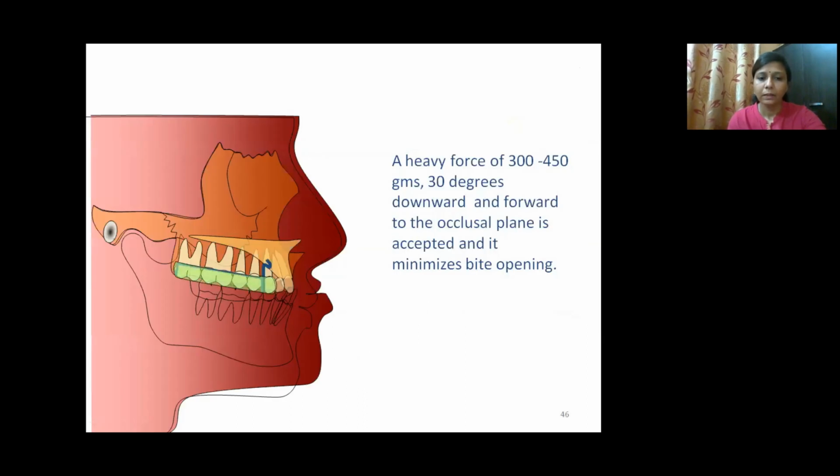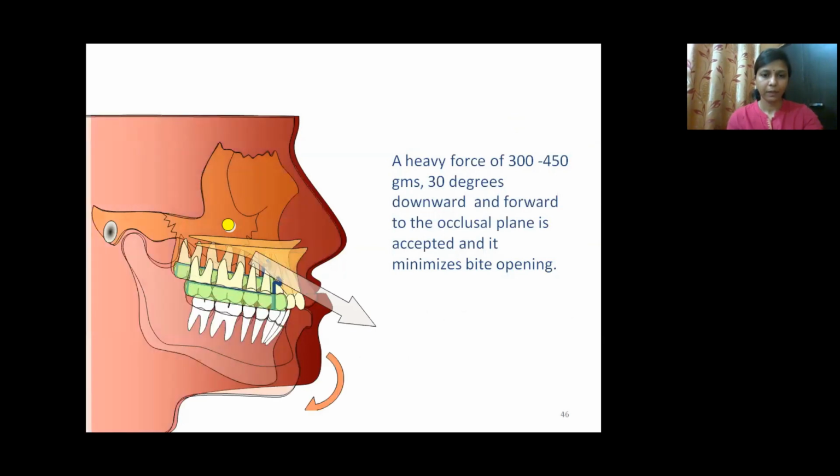So a heavy force of 300 to 450 grams at a 30-degree downward and forward to the occlusal plane is accepted and minimizes bite opening. So while applying the face mask, we need a force of 300 to 450 grams at a 30-degree angle to the occlusal plane. See, here the line of force of action is downward and forward to the occlusal plane.